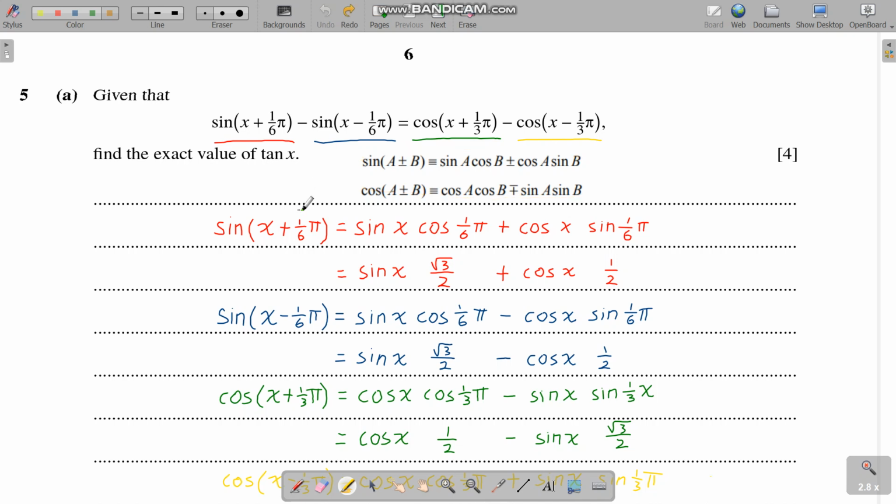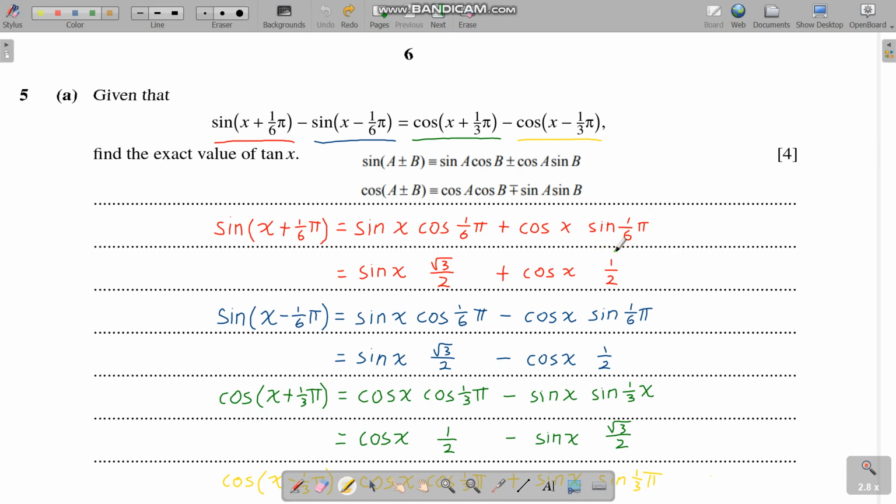So for sine of x plus 1/6 pi, it's a plus, so we have to use sine plus. We use sine cos plus cosine sine. So sine plus is sine cos plus cosine sine. We use a calculator. Cos pi over 6 is root 3 over 2. Sine pi over 6 is 1/2.